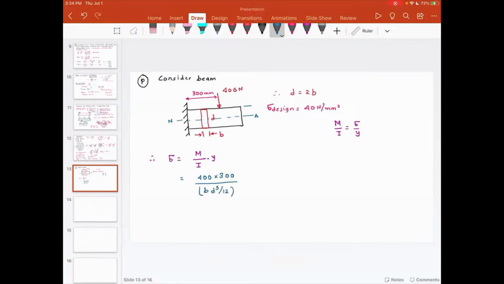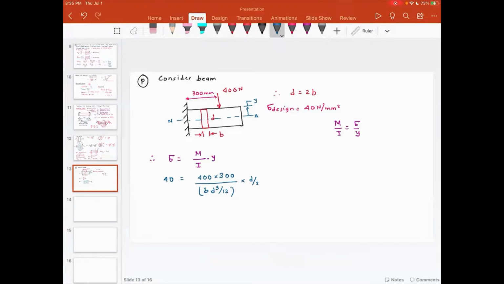And y is this distance. The maximum distance is from half of the dimension D, or from the neutral axis. So this is going to be D divided by 2. And the design stress is given as 40 Newton per millimeter square.